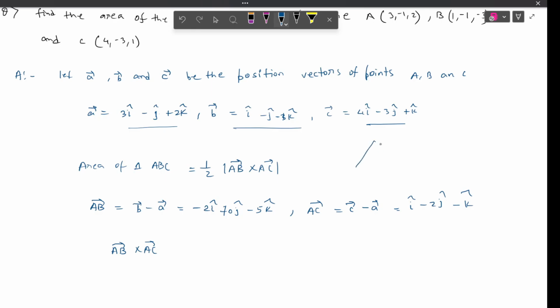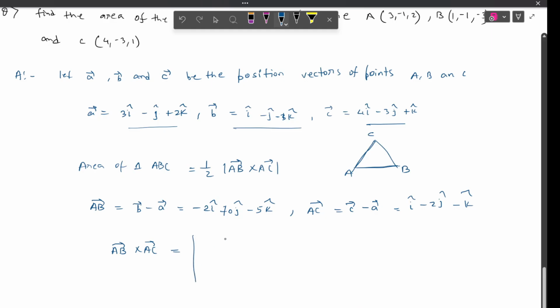Okay, this is a triangle where the vertices are given. Let us say this is ABC. So you have to take adjacent sides, right? So we have taken AB and AC. You can take BC and BA. You can take CA and CB. You have to take adjacent sides. So by determinant we can solve it.